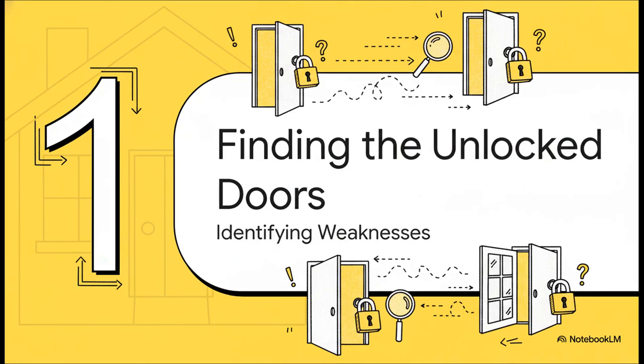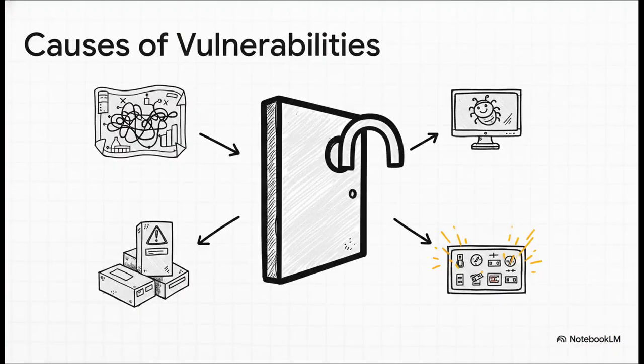Okay, let's get our investigation started. Section 1 is all about finding those unlocked doors. Before we can even think about securing the house, we have to know where all the weak points are, right? So where do these weak points even come from? It's rarely some super complex genius-level hack. Most vulnerabilities, and I mean most of them, come from simple human mistakes. A bad decision in the initial design, a tiny bug in the code, forgetting to patch some outdated software, or just a simple configuration error. Believe me, that's almost always where attackers start.